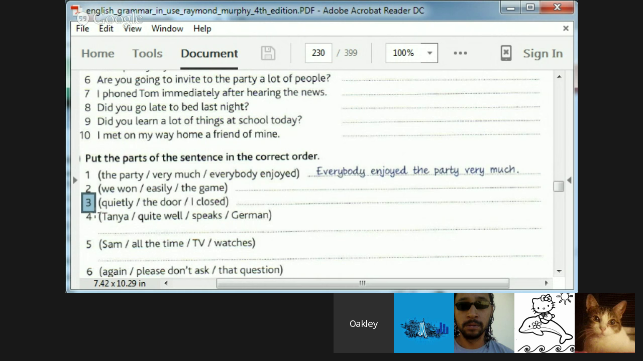Okie doke. Mark, number 3. I closed the door quietly. Okay. Very good. And that's what we're looking for. Now, it may be possible, especially in short sentences like this, to put the adverb first, right? Quietly, I closed the door. But that's not always possible. And sometimes moving those adverbs around changes the meaning of the sentence. Carolina, number 4.